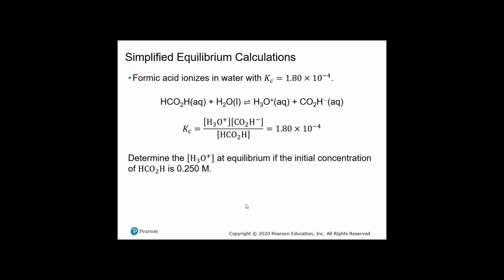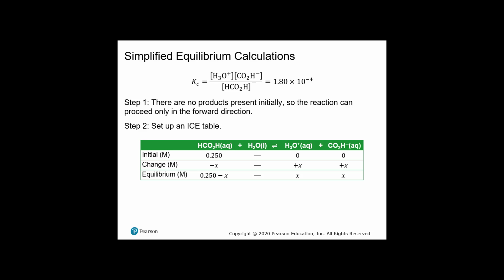So formic acid ionizes in water, and it gives us an equilibrium constant that is less than 1. So now we can take everything and plug it in with our equilibrium constant. We have that here. So now determine the hydronium concentration at equilibrium if the initial concentration of formic acid is 0.250. So we're given some information here, and let's plug it in and see what happens.